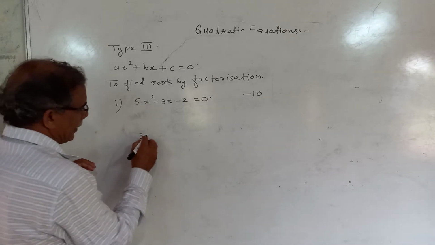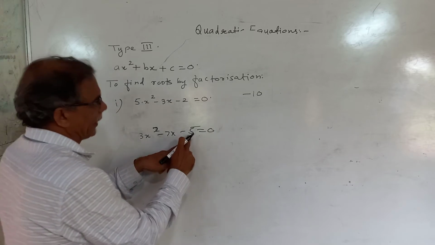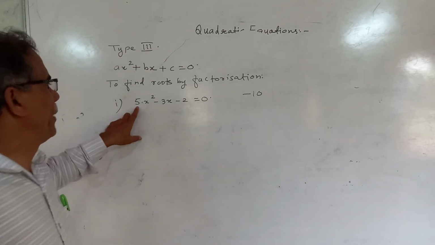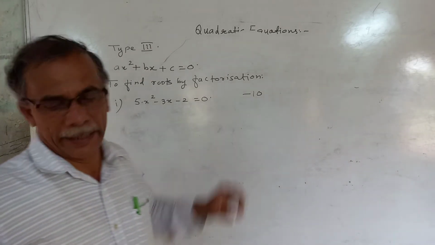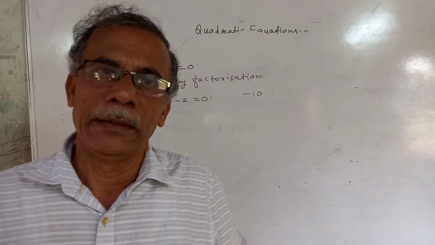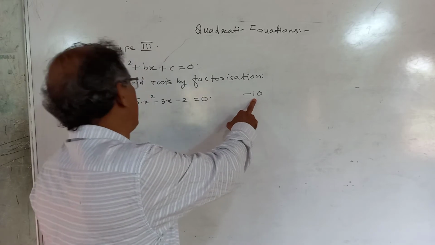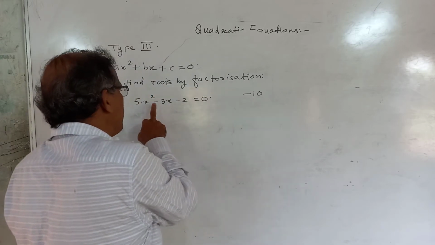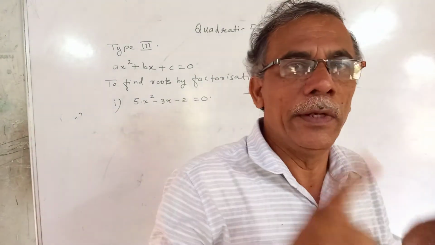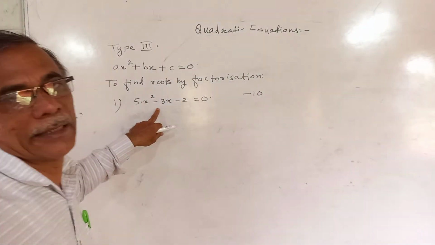Always, now suppose 3x square minus 7x minus 5 is equal to 0. Then 3 into minus 5, minus 15. So you get the product like that. Here you multiply a into c, means 5 into minus 2, minus 10. And now here you have to find a pair of two numbers such that the product is equal to minus 10 and the addition of those two numbers should be equal to minus 3. So both conditions should be satisfied by the two numbers: multiplication should be minus 10, addition should be equal to middle term, that is minus 3.